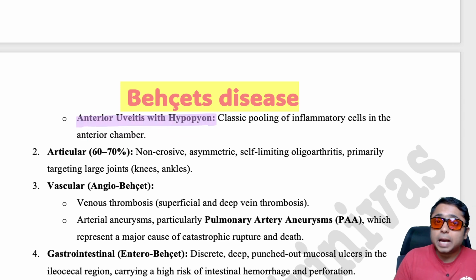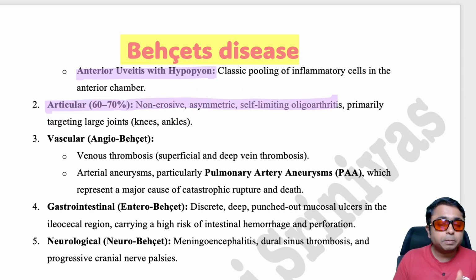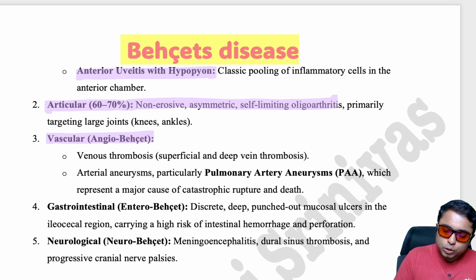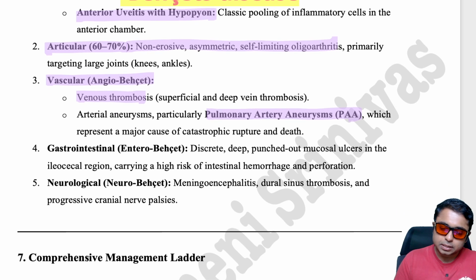Anterior uveitis with hypopyon can also be a presenting feature. And in the joints, there could be non-erosive asymmetric limiting oligoarthritis, especially affecting the major joints, and it could also be affecting the blood vessels. Obviously it is a vasculitis, so there could be venous thrombosis, and also especially pulmonary artery aneurysm can be one very important severe manifestation of Behçet disease.